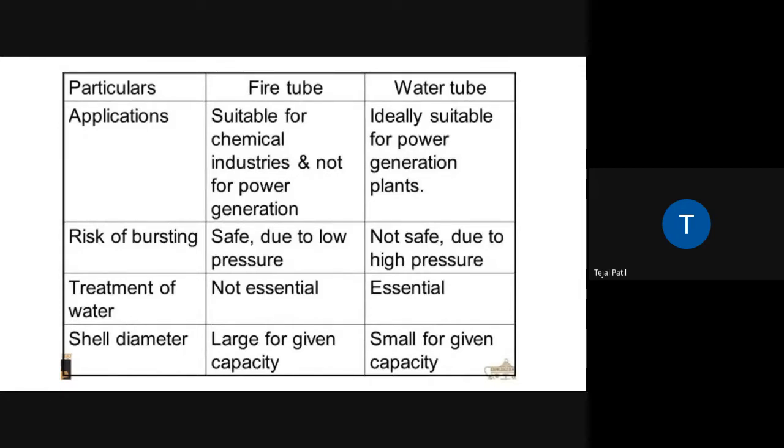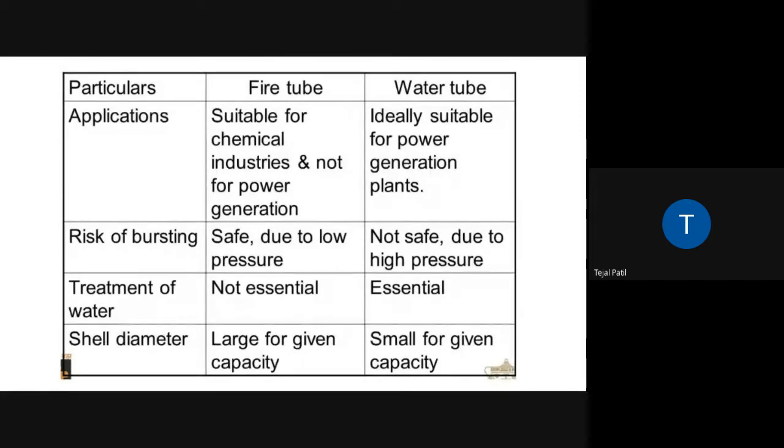Okay, then treatment of the water. In the fire tube boiler, it is not essential, because you are mostly not using it for power plants, and as you are not using it for power plants, there will not be much contamination, or any contact with the turbines. Okay, while here in the water tube boiler, water treatment is essential. The main reason is that the water is passing through the tubes, and the tube size is very small.